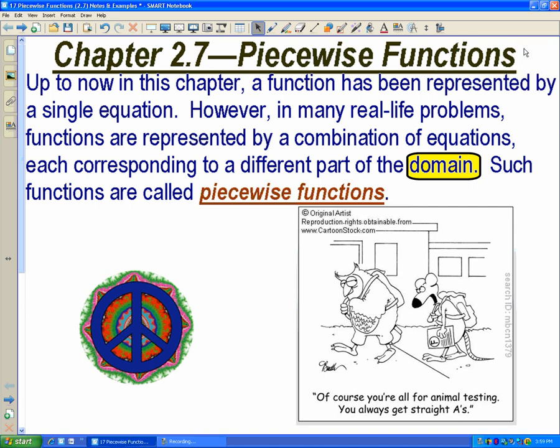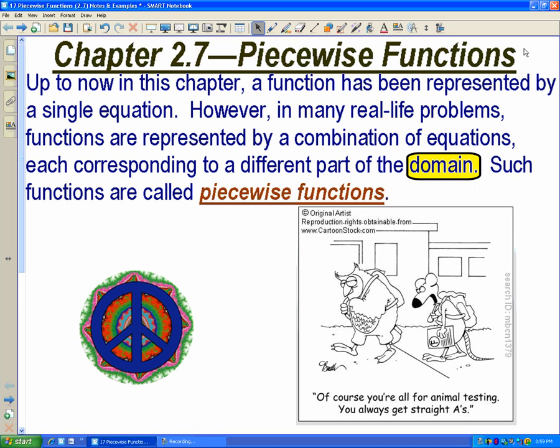So here we go. We're coming close to the end. This is chapter 2, section 7, piecewise functions. We're getting close to the end of chapter 2, which will be the end of unit 1. And we're going to have a test next week, I said, and I will talk about that more in class.